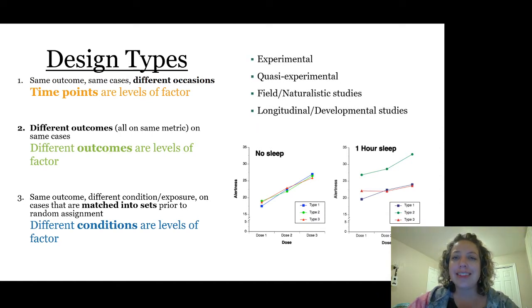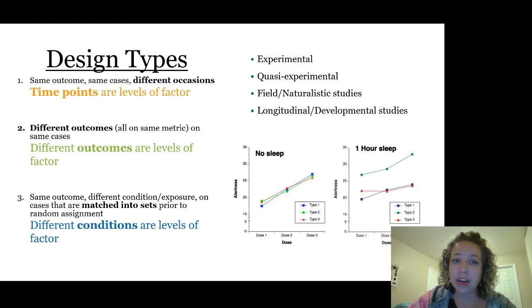Key here, the design in a repeated measures ANOVA can be experimental, where the researcher is assigning the different conditions. It can be quasi-experimental, where students are already in classes. It can be field or naturalist, where you're totally observing. Or it can be longitudinal, and sometimes we call that developmental.